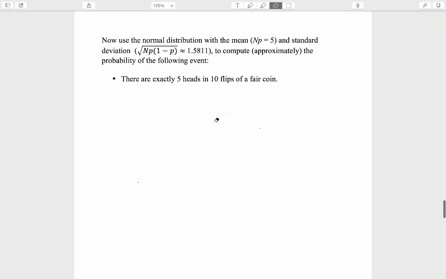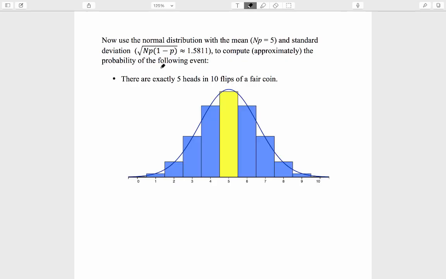Now use the normal distribution with the mean we just found, 5, and the standard deviation we just found, 1.5811, to compute approximately the probability of the following event. There are exactly 5 heads in 10 flips of a fair coin. Don't worry, you're not supposed to have already known how to do this. We're going to see how it works now. This normal curve, which was drawn with exactly mu equals 5 and sigma equals 1.5811, closely approximates the histogram for the ideal data set for our experiment.